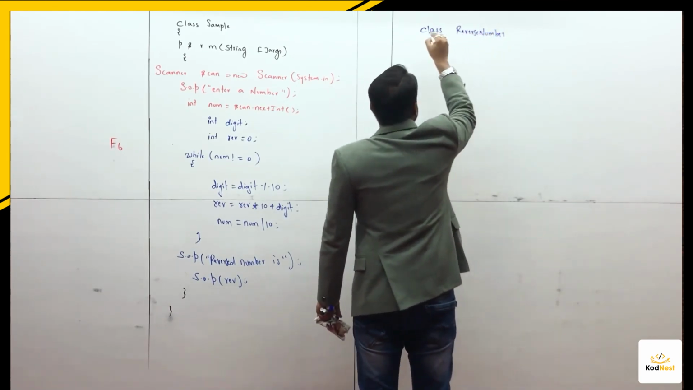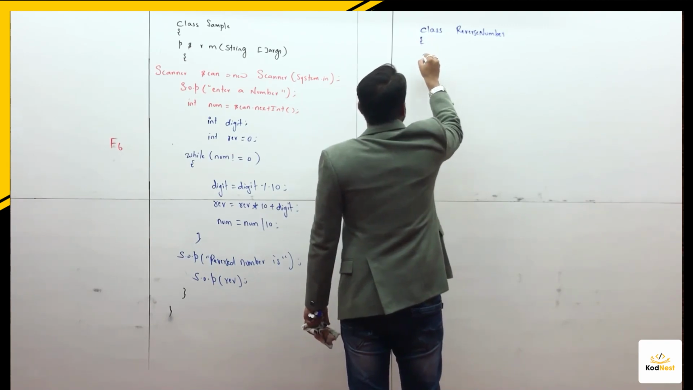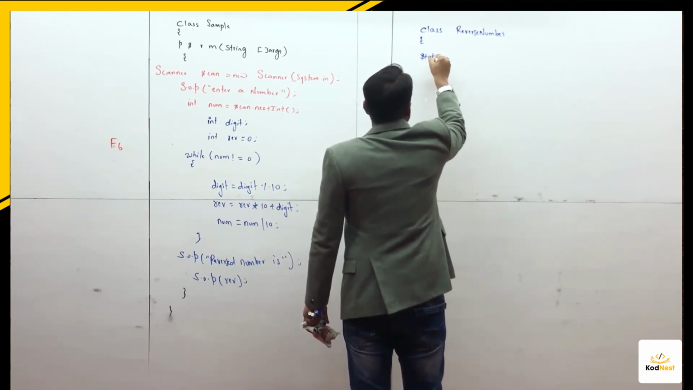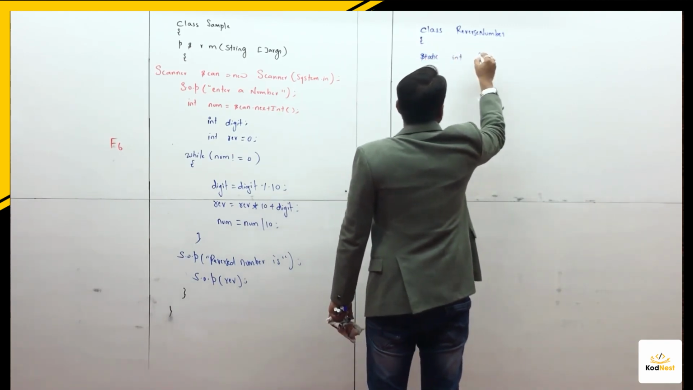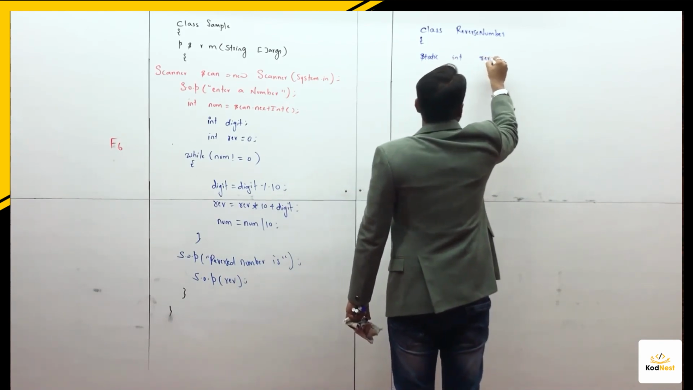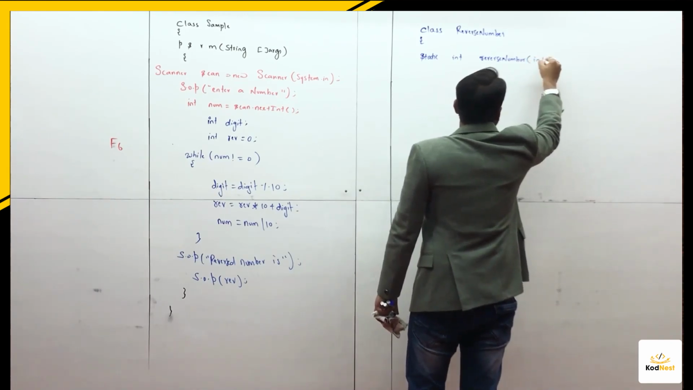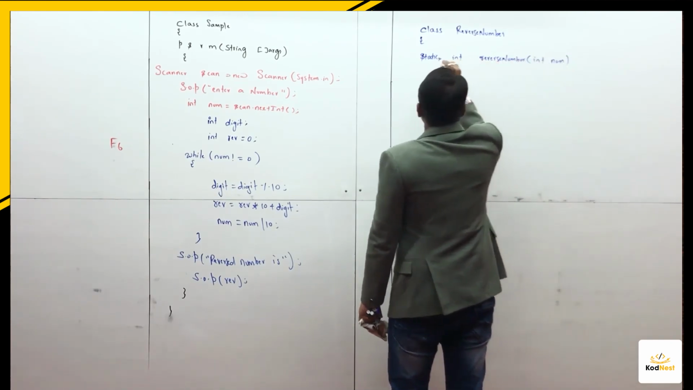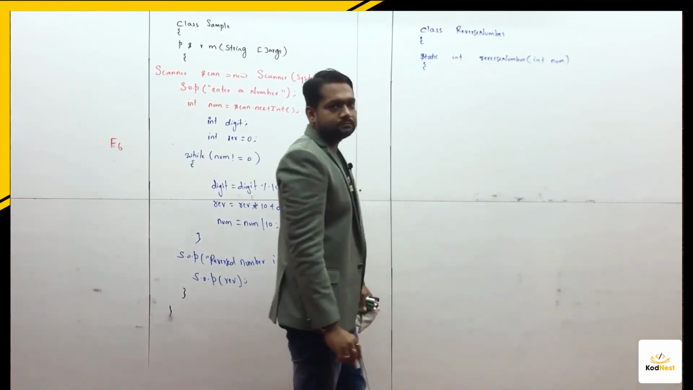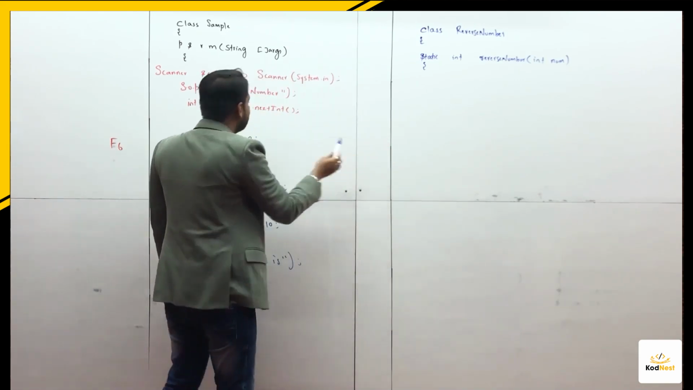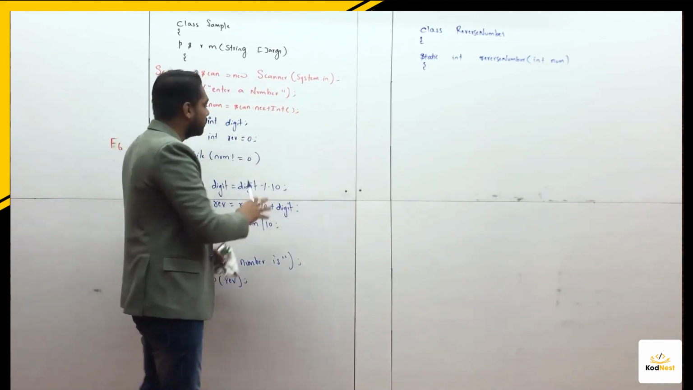Well, inside this class ReverseNumber, I will write one method like this: static int reverseNumber. This method would accept one integer number as input. Now, that method I am writing to reverse a number. This is the reverse number code.